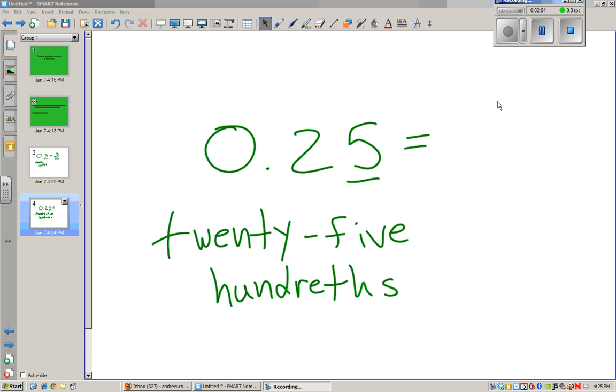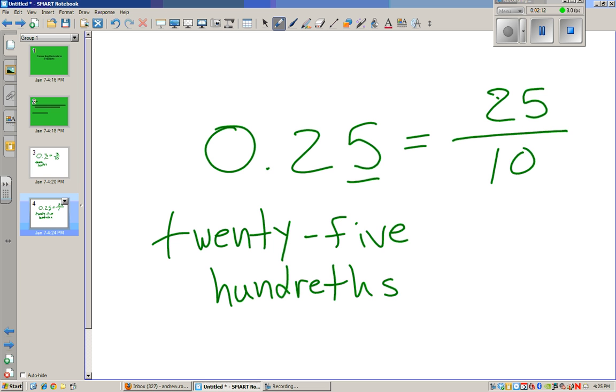All right, so you've had a chance. Another way of writing 25 hundredths would just be 25 over 100. And there you have it. You can convert any decimal by just saying it out loud and then writing it as a fraction instead.